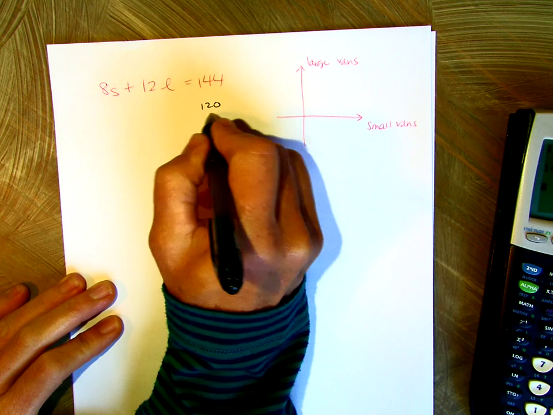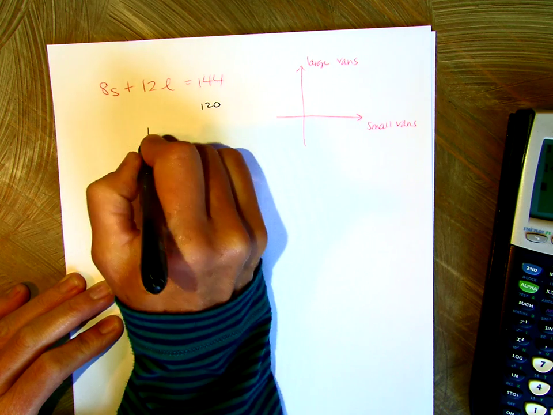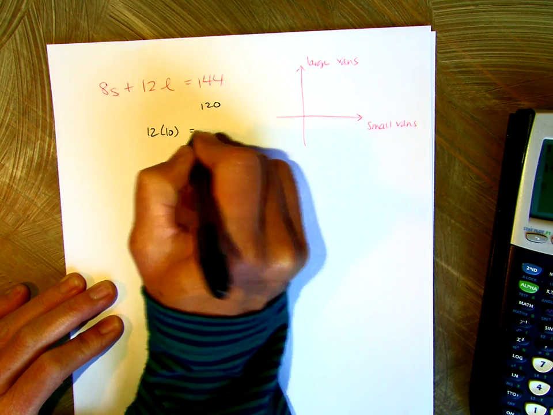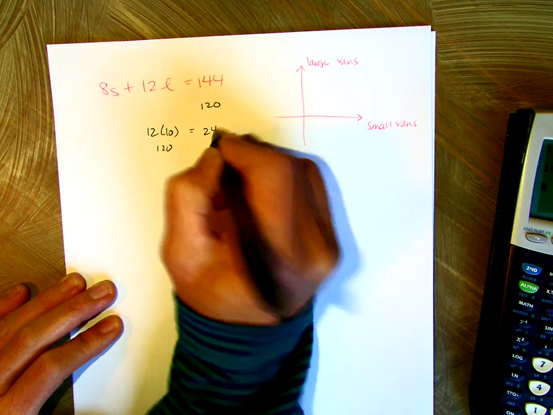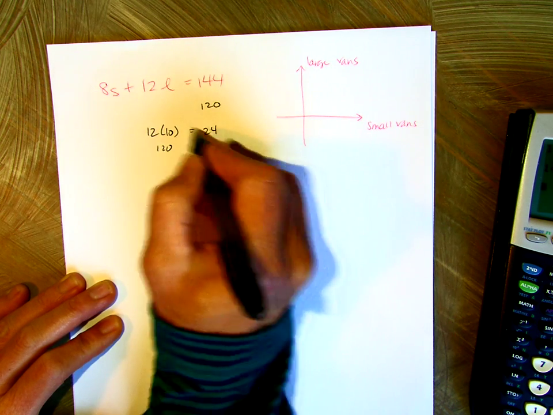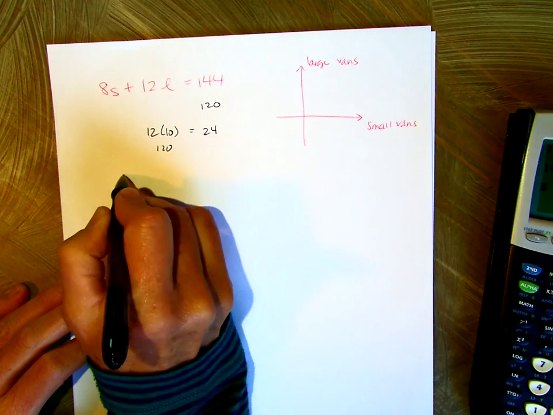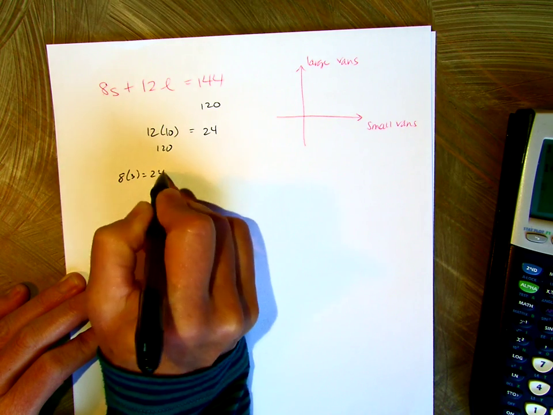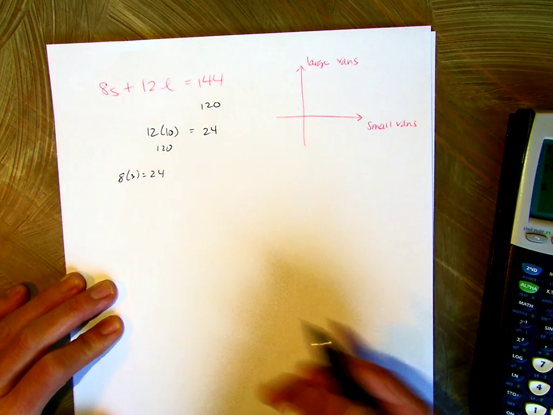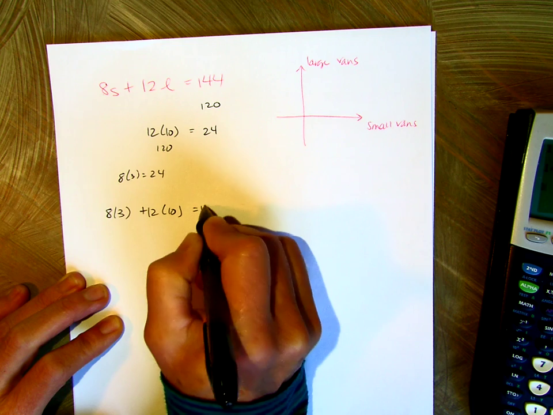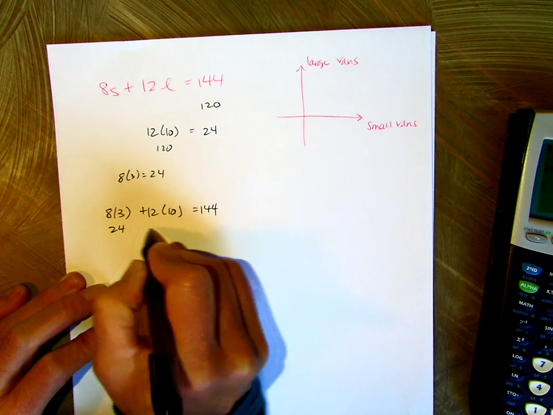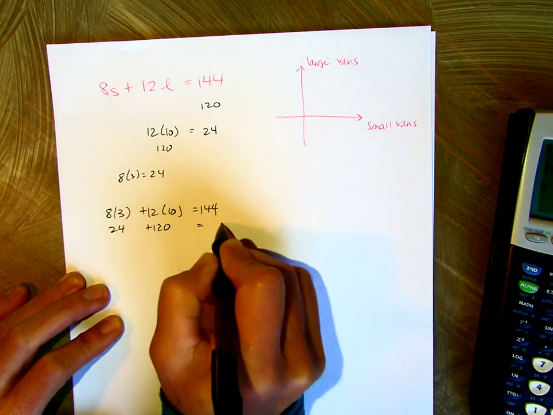So if you take 120 from that, like say you had 10 large vans, that would be 120. So if you subtract 120 from 144, you get 24. So 8 goes into that evenly, right? 8 times 3 equals 24. So 3 and 10 should be possible combinations. Let's see. 8 times 3 plus 12 times 10 equals 144. That's 24 plus 120. Check.